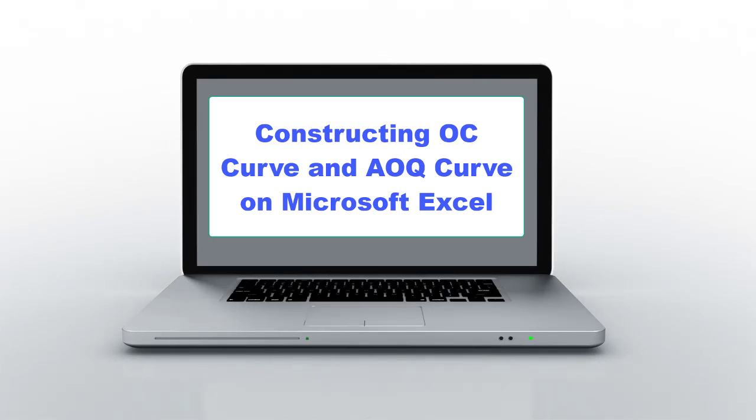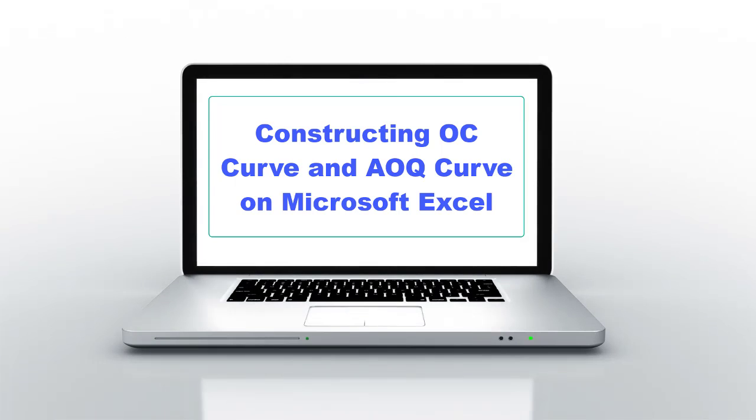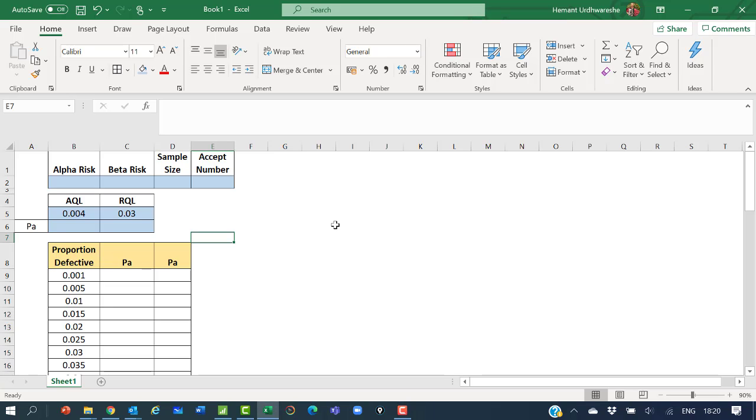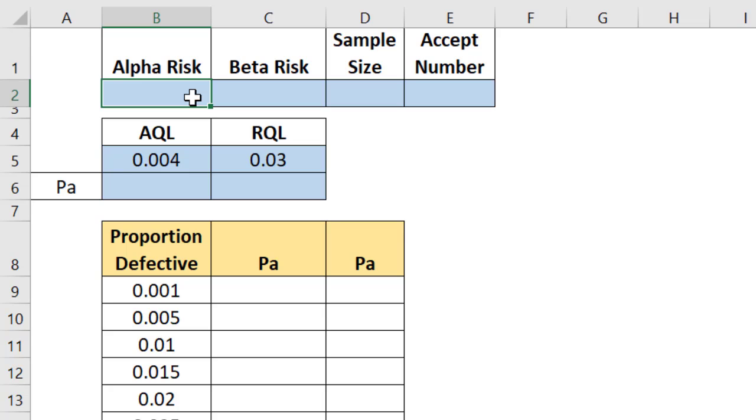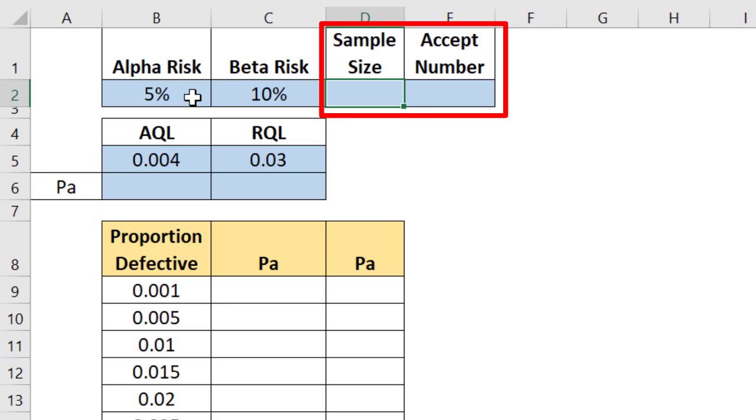Now we will illustrate how to construct operating characteristic and average outgoing quality curve on Microsoft Excel. Consider that we want to design a sampling plan for a given alpha risk and beta risk. Let us consider for the purpose of discussion that the alpha risk is 5%, which is typically used in many sampling plans, and the beta risk is 10%, again typically used in many sampling plans. We have to find out the sample size and accept number. We will start with some number. Let us say we have a sample size of 20 and accept number as 0.